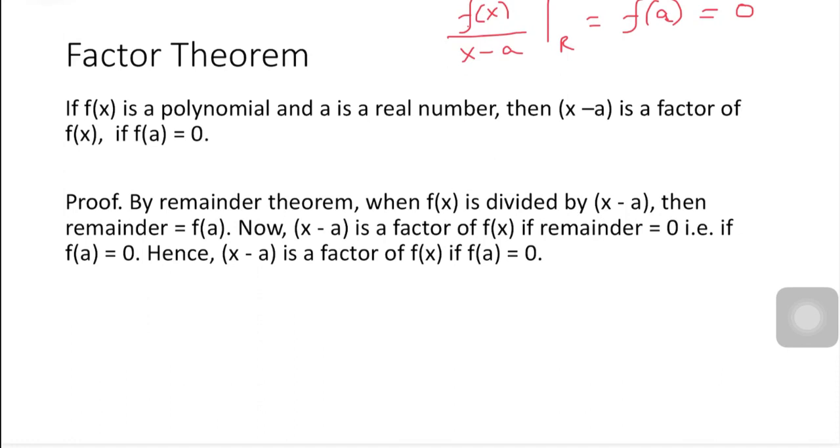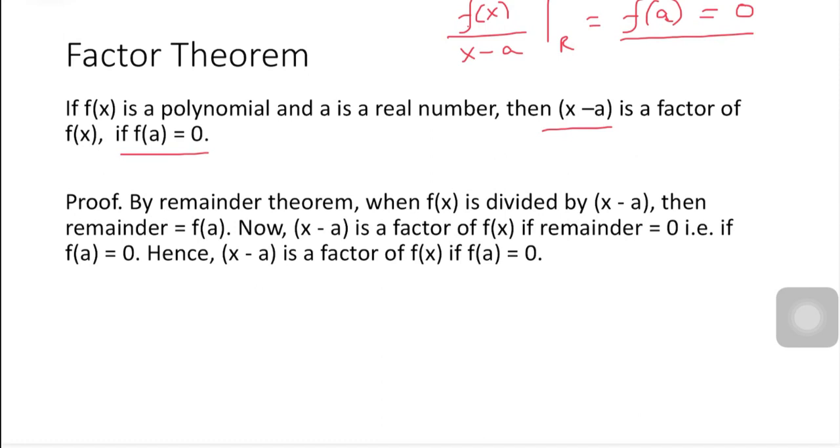So this is basically using the remainder theorem concept. What is the remainder theorem concept? That when f(x) is divided by x minus a, the remainder is equal to f(a). Now the factor theorem says that if f(a) equals 0, or if the remainder equals 0, then x minus a is a factor of f(x), right? That's the same thing this factor theorem is saying. So if f(a) equals 0, then x minus a is a factor of this polynomial f(x).